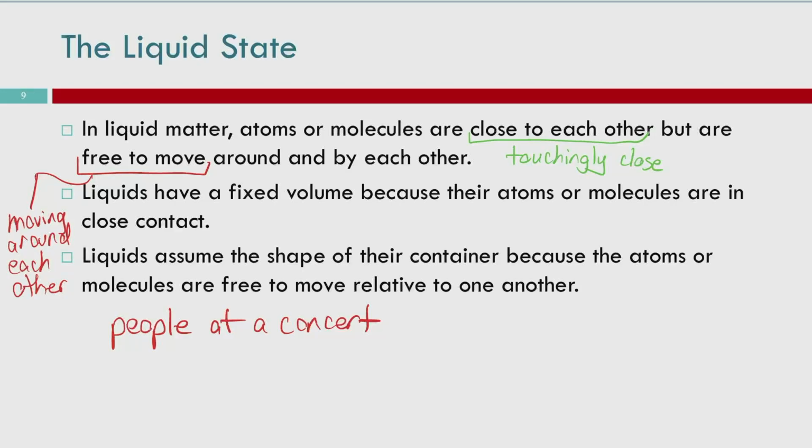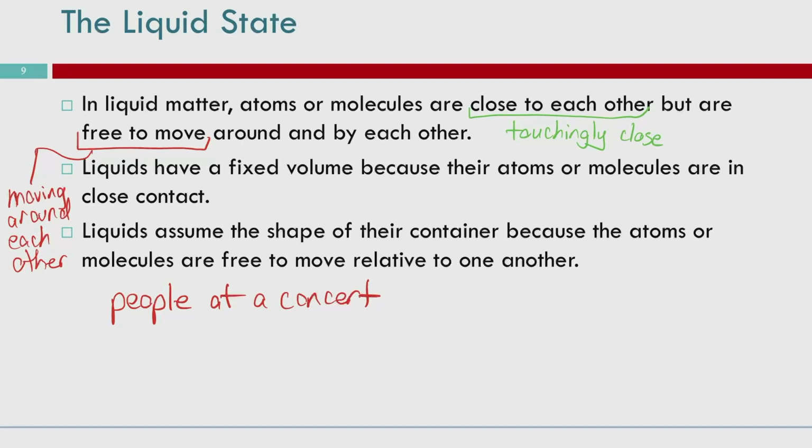If you have to get up and go to the bathroom, you can slip your way past the crowd and get back to the bathroom, and you can fight your way back to be up at the front with your friends. Somebody might try to squeeze past you into the front to get a better view or to get a picture. You'll be moving around each other. If there's a mosh pit, there might be a little bit of space, but there's movement. It's not all fixed and stuck in place. So that's our liquid state.